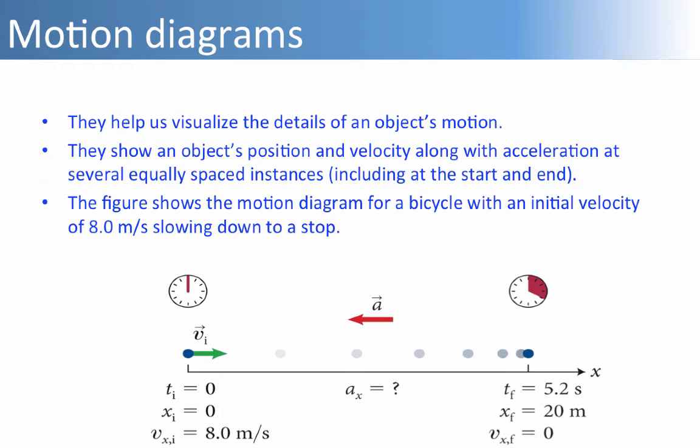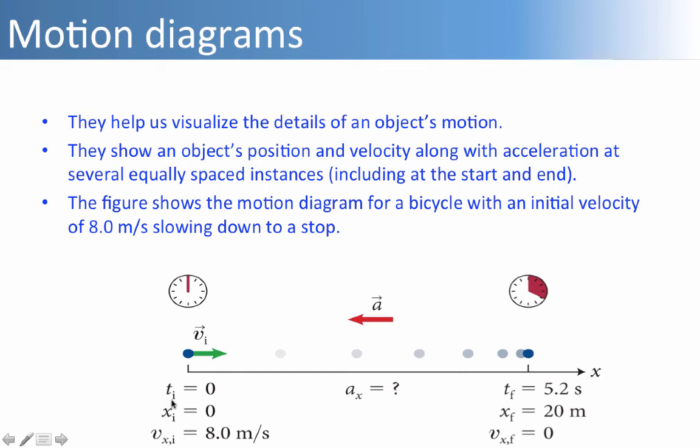So let's move on to how we can represent motion. And we do this with motion diagrams. They help us to write down and visualize the details of an object's motion. This example is the motion diagram for a bicycle with an initial velocity of 8 meters per second to the right, slowing down to a stop.